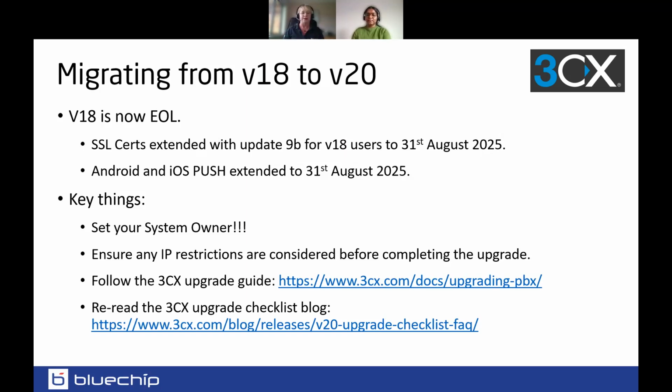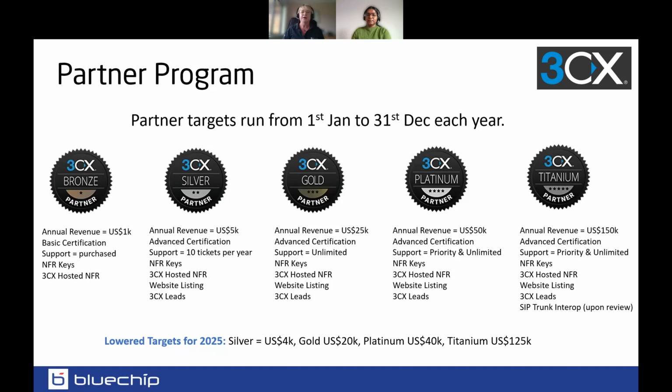The other thing that was emailed out quite early in March, but a lot of people seem to have missed it, is that with the 4 simultaneous call licenses no longer counting towards partner revenue targets, 3CX did lower the targets for 2025. So silver targets went from 5 down to 4, gold went from 25 down to 20, and so on. So you can see those new targets are there.